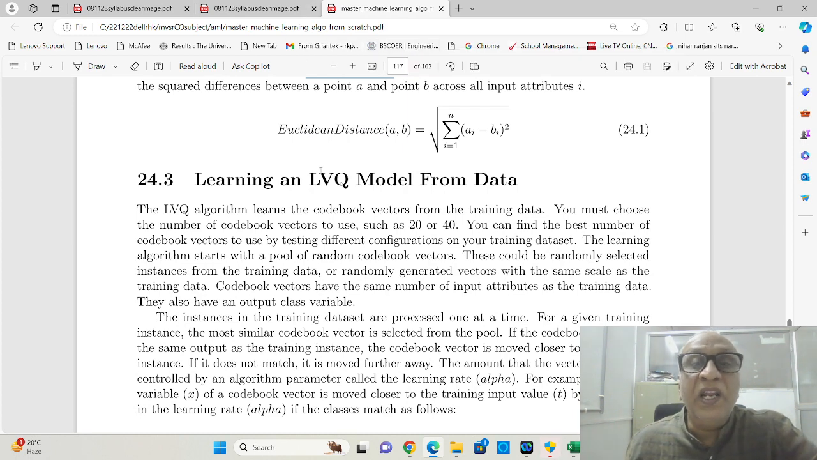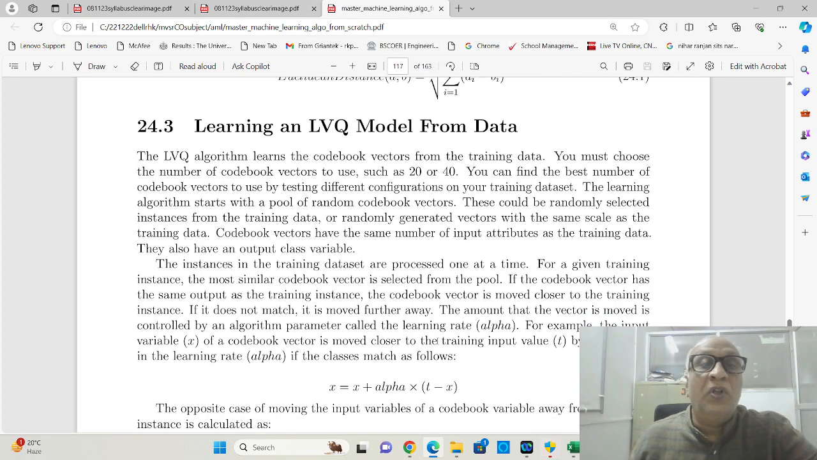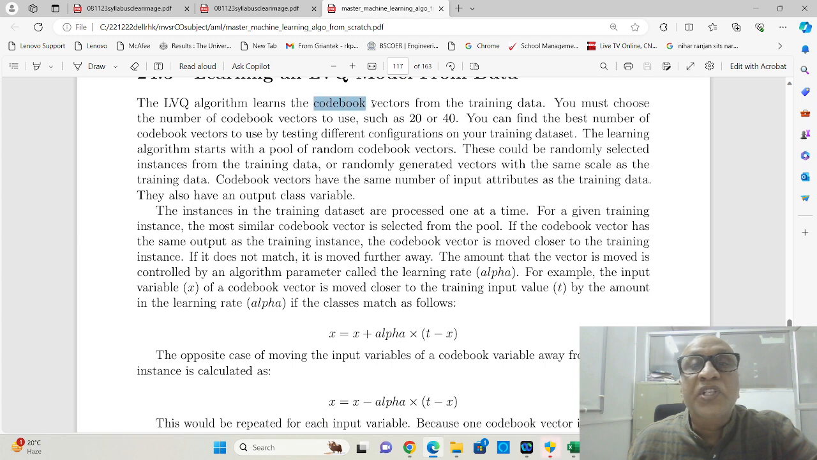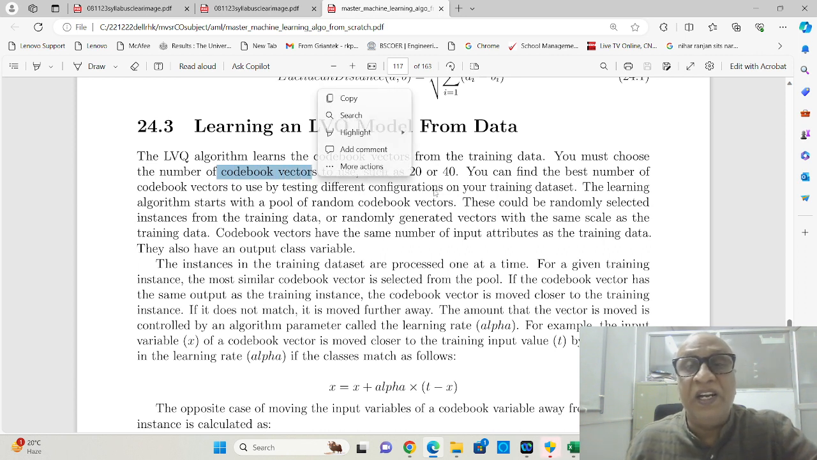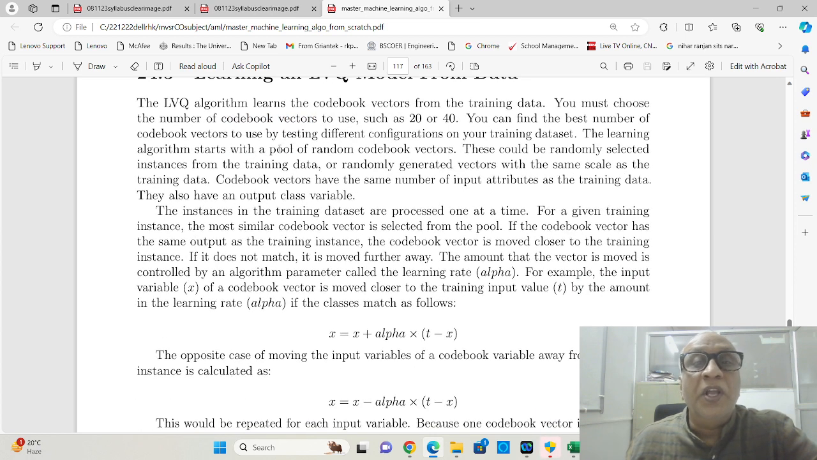Now, how do I learn an LVQ model from the data? The LVQ algorithm learns the codebook vectors from the training data. You have to determine first how many codebook vectors you want. It can be 20, it can be 40, and so on. Initially, the learning algorithm will take randomly selected codebook vectors. The codebook vectors have the same number of input attributes as the training data. They also have an output class variable.